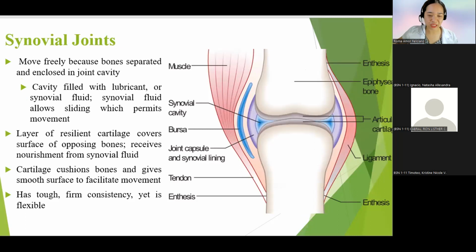So ang synovial joints natin, they move freely because bones are separated and enclosed in a joint cavity. The synovial fluid, what allows sliding, which one allows or permits movement, that is the synovial fluid. The synovial fluid allows the sliding, which permits movement. Synovial fluid. So paulit-ulit tayo.